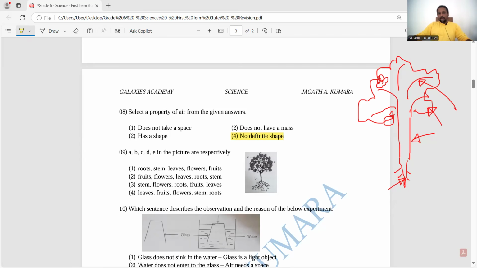Right, now look at the answers for the ninth question. Given answers, look at them respectively. Respectively means what? In order: A, B, C, D, E. You can identify A. A should be roots, right? B, stem. So the first word should be roots, the second word should be stem. Now you can check the answers. What is the most suitable answer for this question? You can understand, no? So what is the answer? First answer, no? First answer.